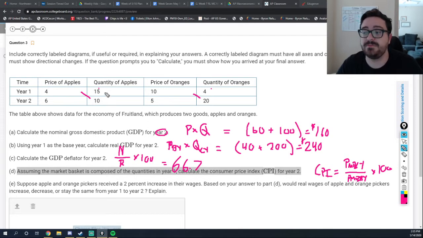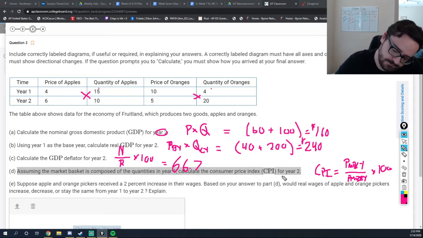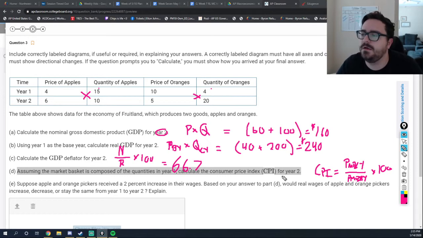And then for year 2, I'm still using year 1's quantities because that's still the market basket. I'm going to multiply it by the price in year 2. So I'm doing kind of the opposite of what I was doing here. 6 times 15, 5 times 4. 6 times 15 is 90, 5 times 4 is 20, so this is 110. Let me double check my math on that. 6 times 15 is 90, and 5 times 4 is 20, so yeah, 110. So I should get 110 over 100 times 100. So my CPI should just be 110.